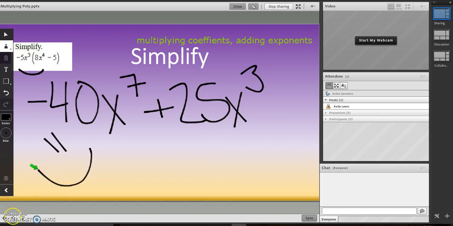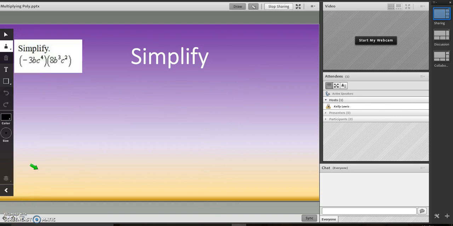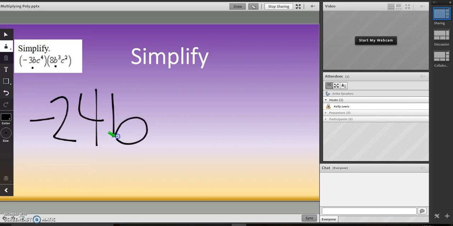Okay, we're not going to get nervous. Multiply coefficients. So negative 3 times 8, negative 24. Then just deal with the like ones. So b times b cubed, all right? And you add those exponents. So that's b to the fourth. Then you have c to the fourth and c squared. Well, 4 plus 2 is 6. And that's it. The end.